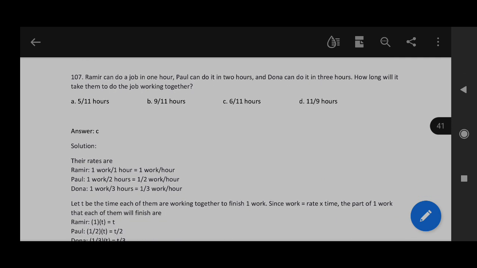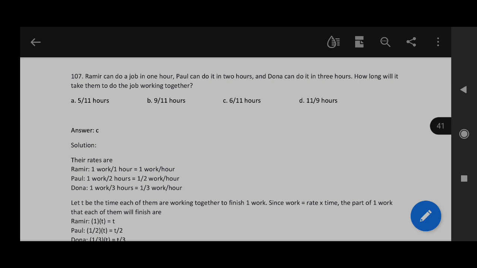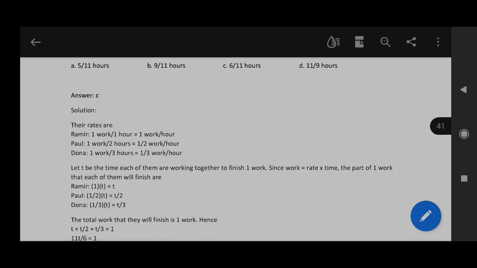If you see that problem in the actual board exam, Looksfam it: 6 over 11 hours. And here's the solution for this.